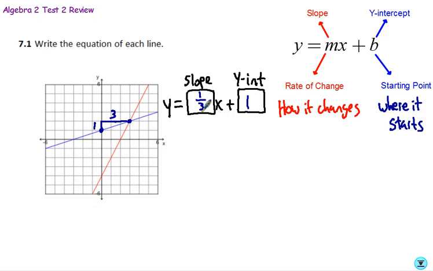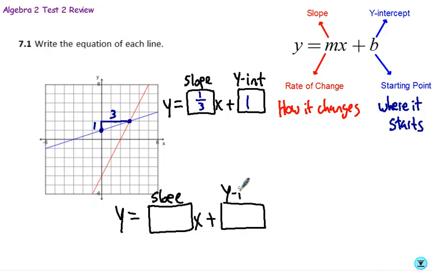And for the red line, I'm going to do the same thing. So y equals, we've got to figure out the slope, how it's changing, plus where it started, our y-intercept. Let's see where this guy started. Right there, that looks like 1, 2, 3, 4. So negative 4. Then let's look for the slope. Looking for a corner. Yep, there's a corner. It looks like I went up 2 and right 1.